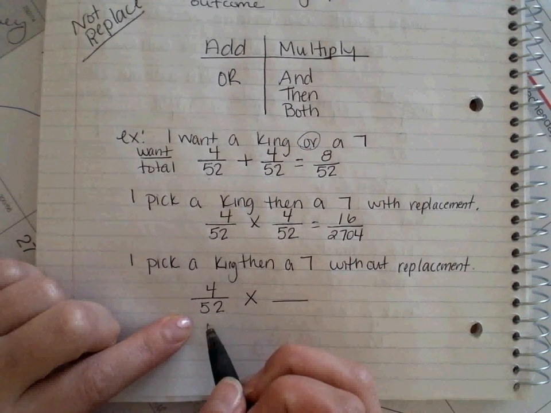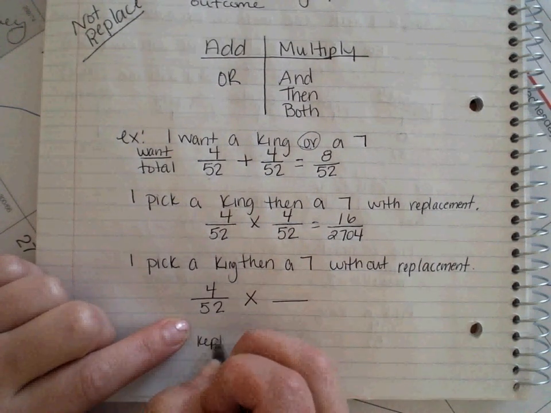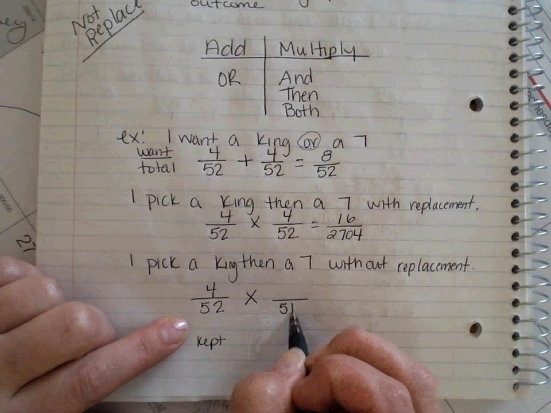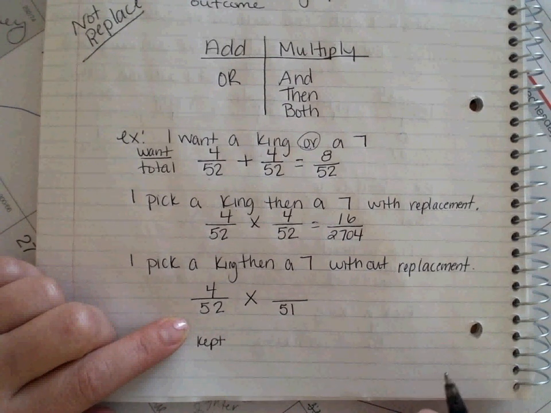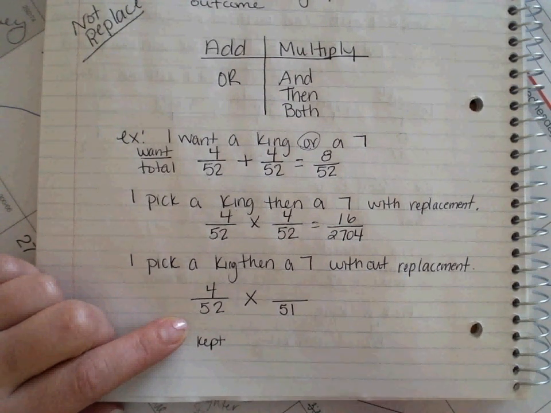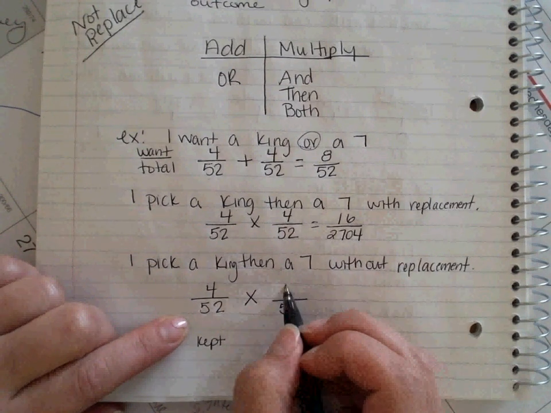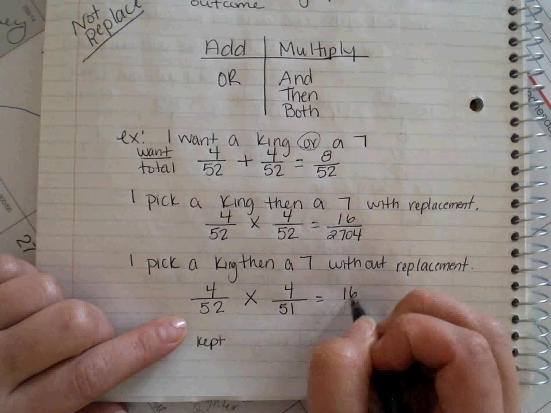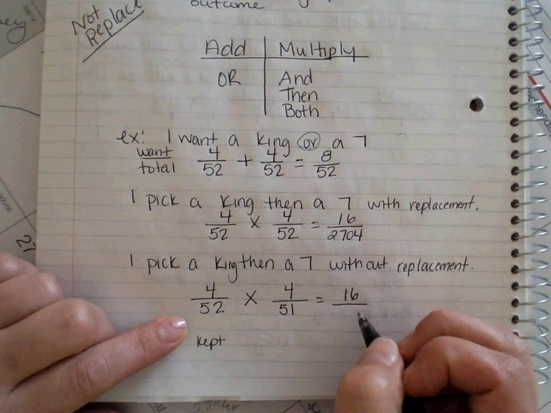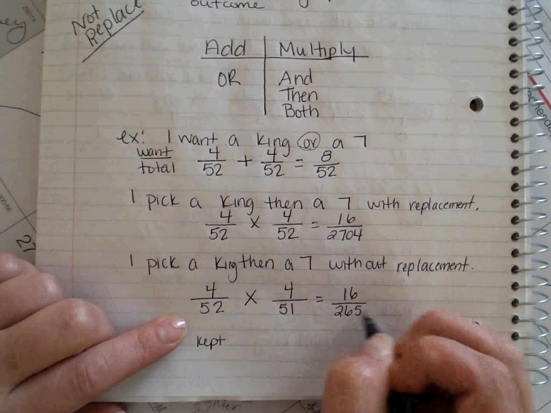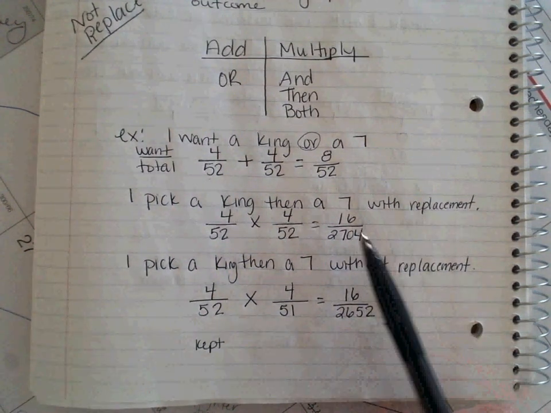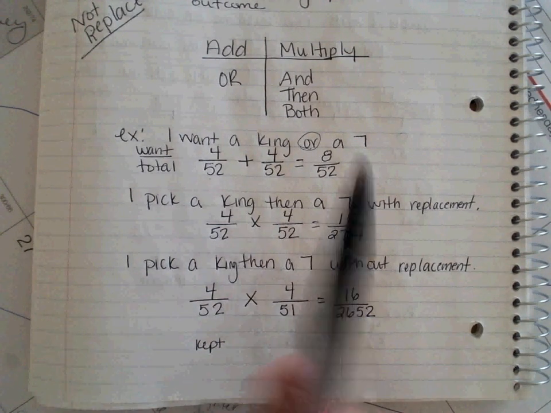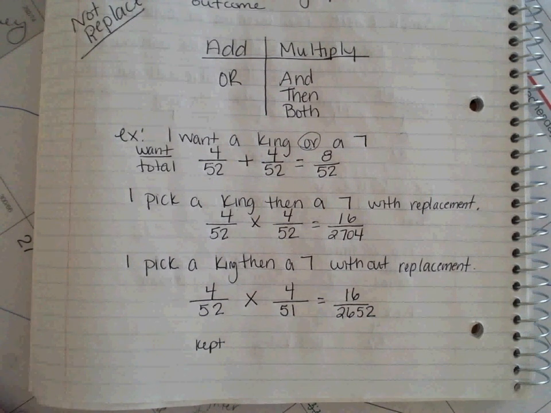But I didn't put that card back, so I picked a card here and I kept it. Which means the next time I go and pick a card, I have 1 less card, so I have 51 here because I kept this one. Let's say that I did pick a king here, so all 4 sevens are there. When I multiply, I'm going to do 4 times 4, which is 16. But this time I'm going to do 51 times 52, which gives me 2,652.